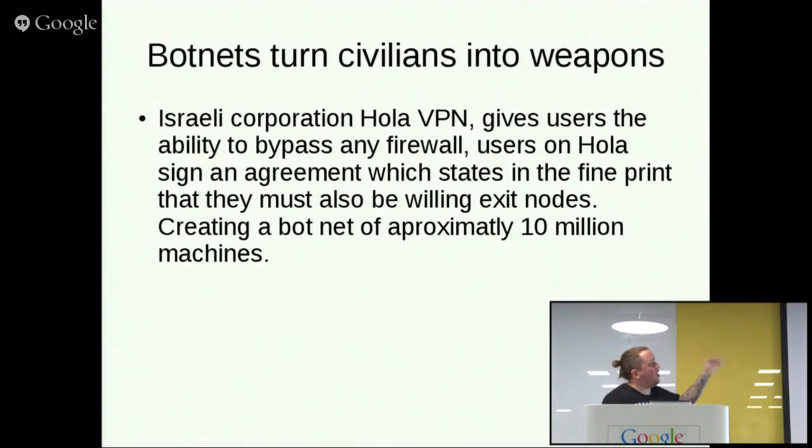Now Hola VPN can go to all of them and say, all right, everybody, all of these 10 million computers are going to ping this server over here and do a denial of service attack. That's pretty huge, especially if you think about what I was talking about with Tor before. You could correlate this sort of thing and use it against the Tor network. You could just time it.